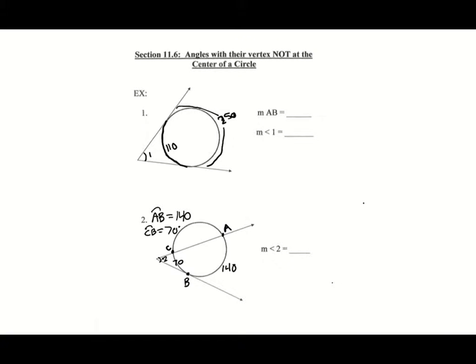In our next section, we're going to continue talking about angles with the vertex not at the center of a circle. And in these two examples, our vertex is outside of our circle. So remember, our vertex is the point of our angle that we're looking at. So in example 1, if this is our given information here, we want to figure out what AB is. And we should probably put those points out here. A is right here, and B is right here.